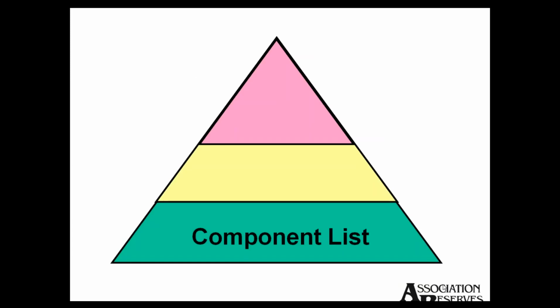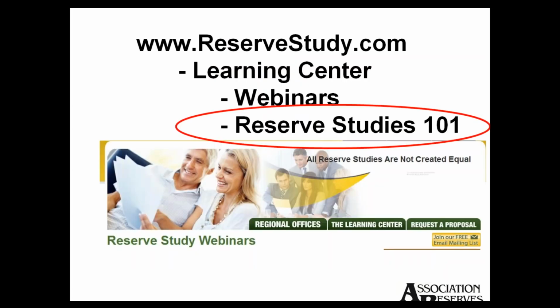All right. It all starts out with the reserve component list. That's the reflection of the physical assets there at the association. The things that the association is physically responsible for, and that forms the foundation for all the work that we do from that point on.